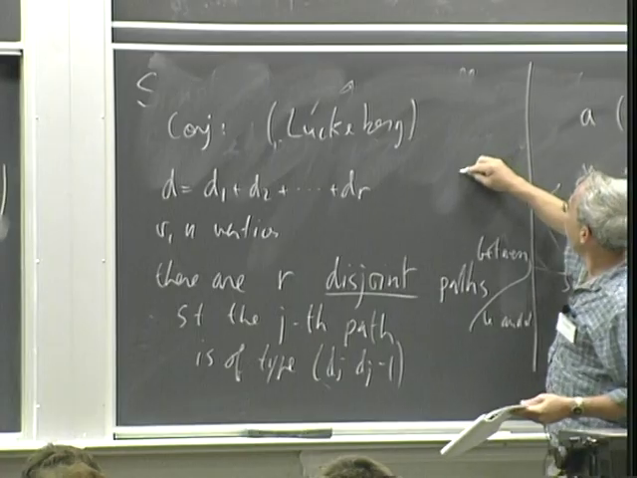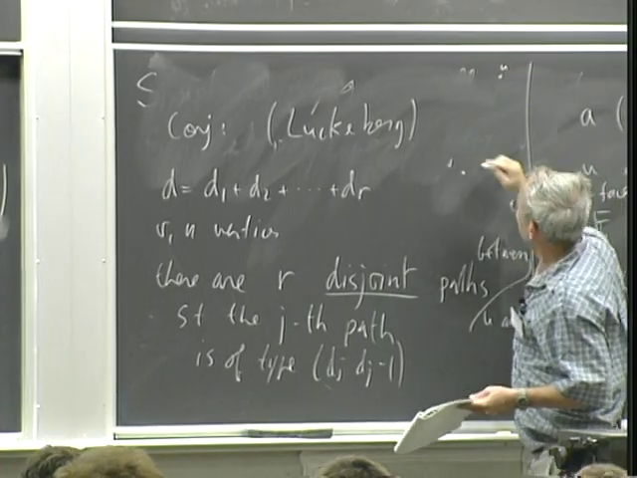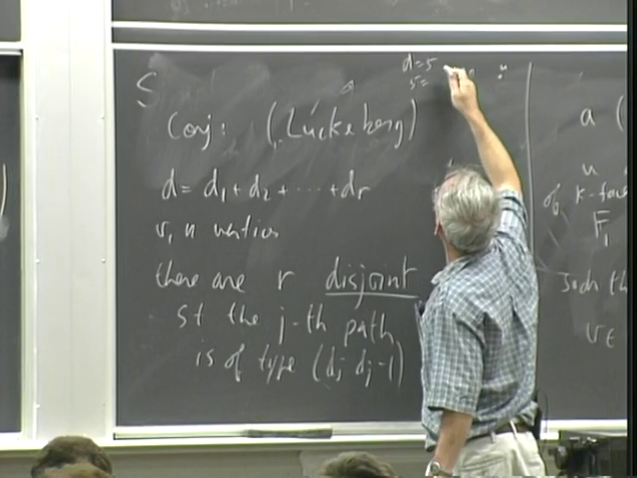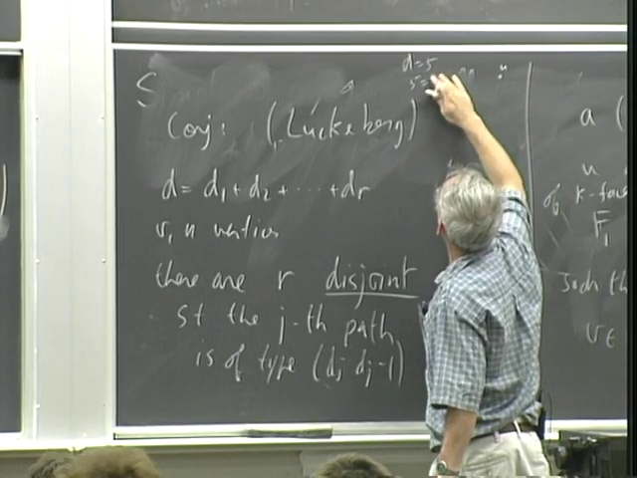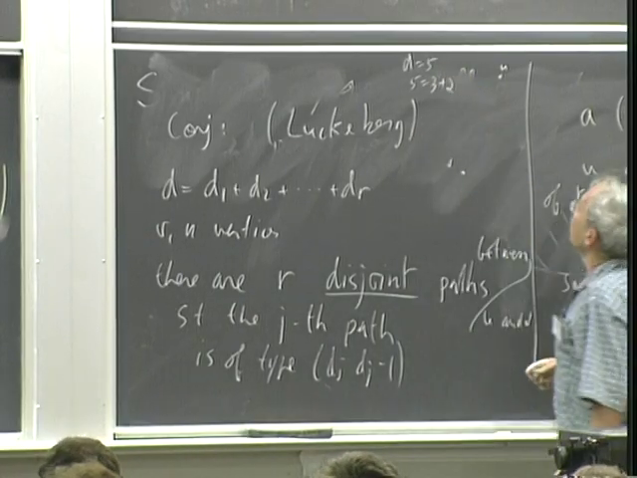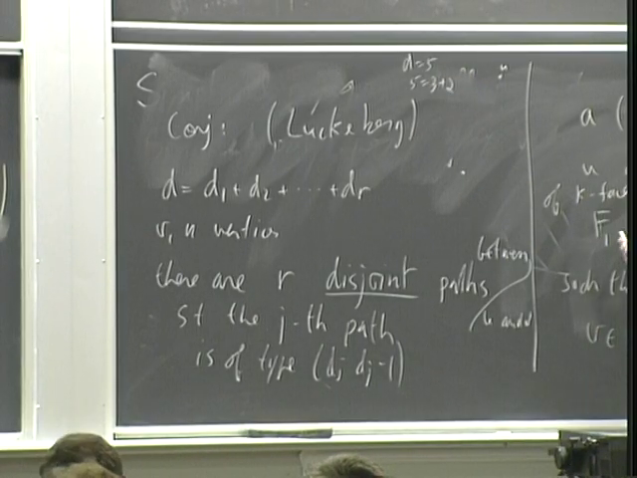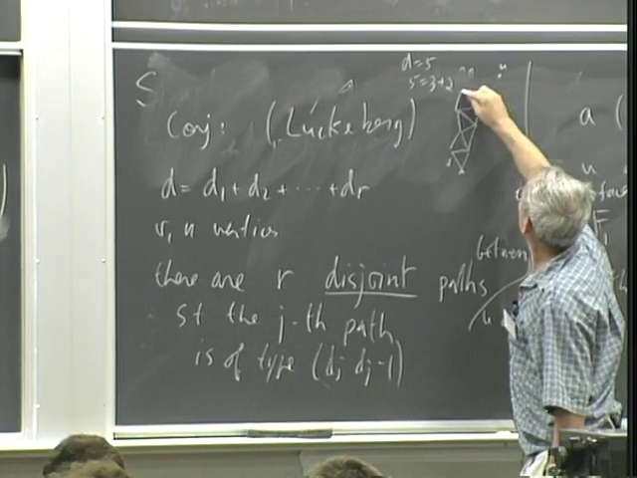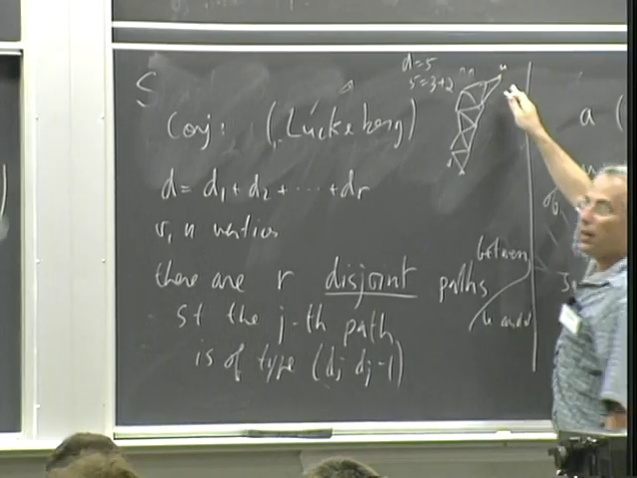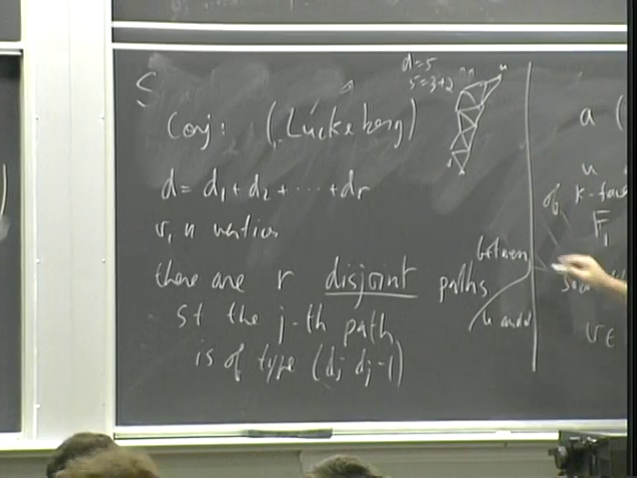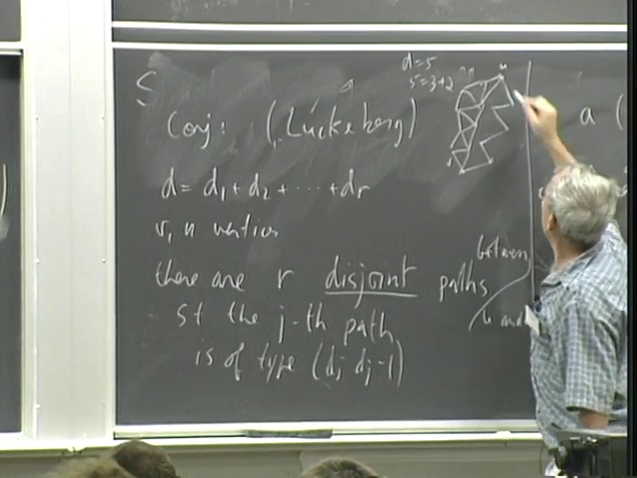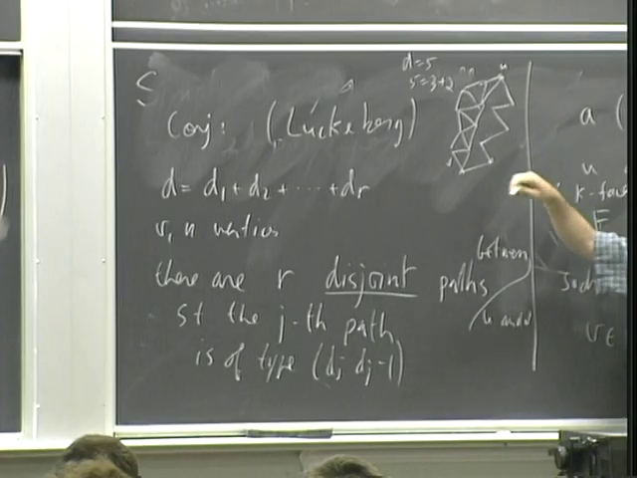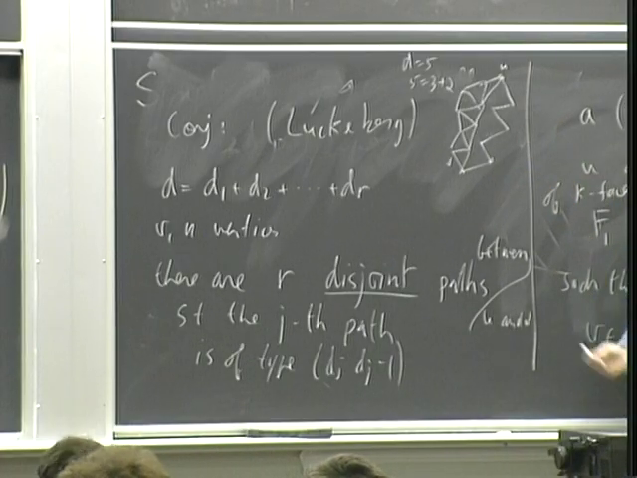So you have U and V. Say D is equal to 5, and 5 is equal to 3 plus 2. So from U to V, you have two disjoint paths. One is of type 3, 2, so it looks like this. This is a path of triangles, where the intersection of two adjacent triangles is an edge, and another one looks like this. And when we say that they are disjoint, we mean there are no common vertices except U and V in any of the faces in the path.